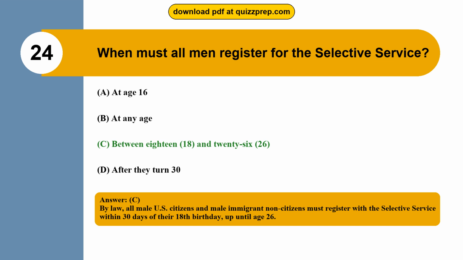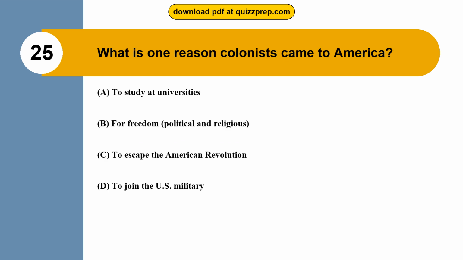By law, all male U.S. citizens and male immigrant non-citizens must register with the Selective Service within 30 days of their 18th birthday, up until age 26. Question 25. What is one reason colonists came to America?